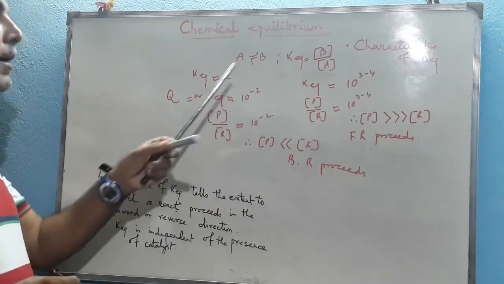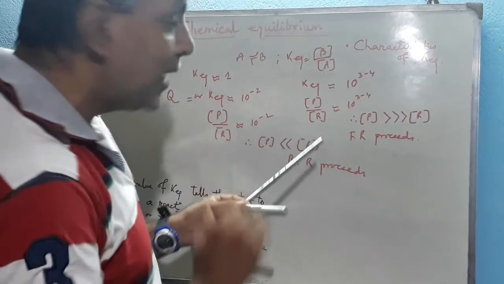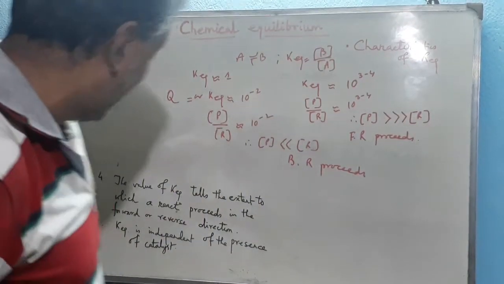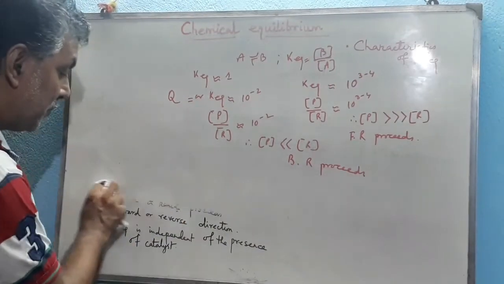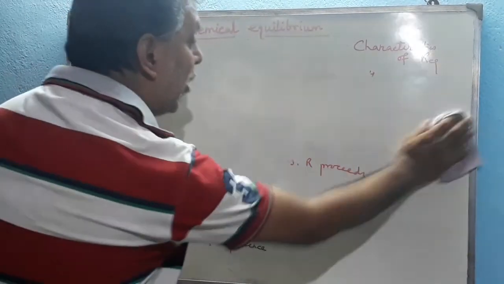So from the expression of the K equilibrium, from the value of the K equilibrium, we can say whether the forward reaction proceeds at a higher rate or the backward reaction proceeds at a higher rate. And the last point is that the K equilibrium is independent of the catalyst.